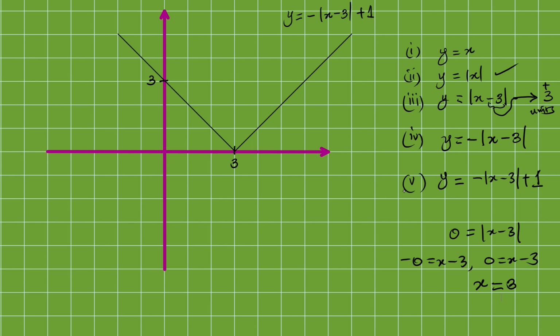That's why we have this. But for this one, we make x to be 0, because this is the y-axis. X is always 0 there. So if we make x 0 in this equation, we have y to be equal to the modulus of minus 3, which is simply equal to 3. Okay, and that is why that is 3.